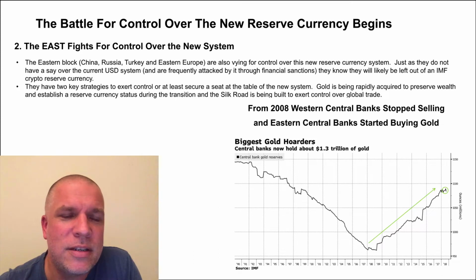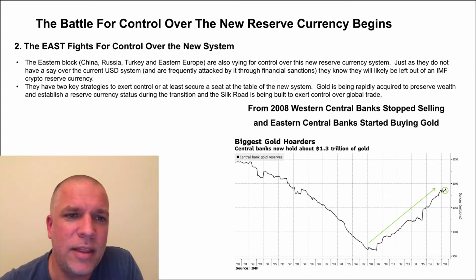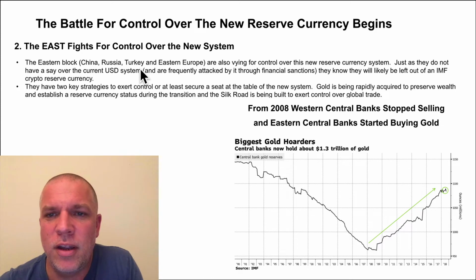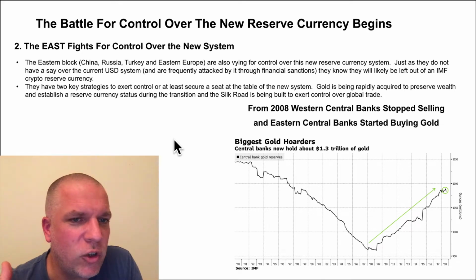But they're not the only player in the room. Another key player, vying for a stake at the table on this new financial system, this new reserve currency, is the Eastern nations. They're fighting too. I'd call them the Eastern Bloc. This is China, Russia, Turkey, and Eastern Europe. They're also vying for control over this new reserve currency system. They don't enjoy much sway over the current dollar system.